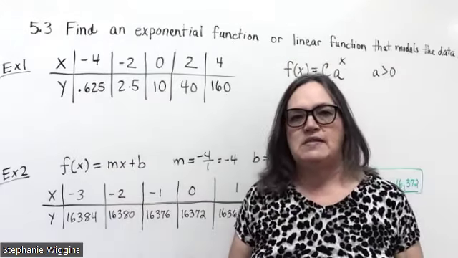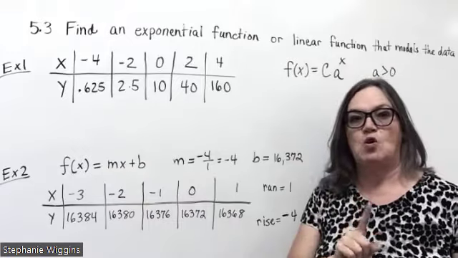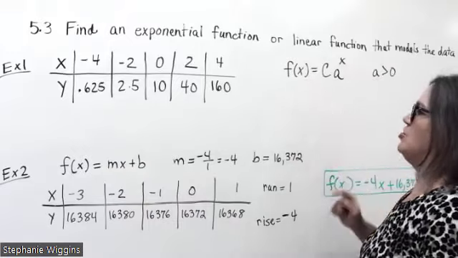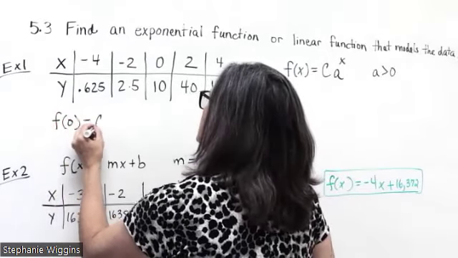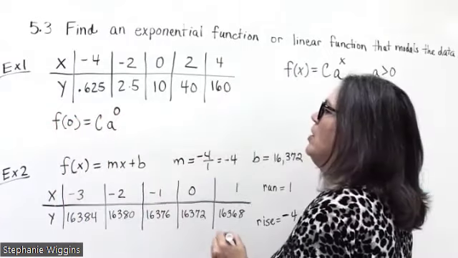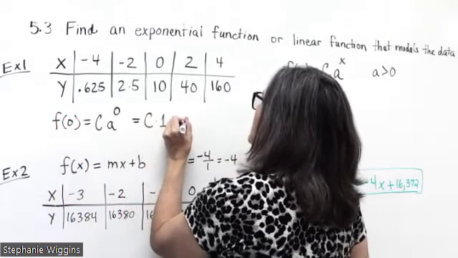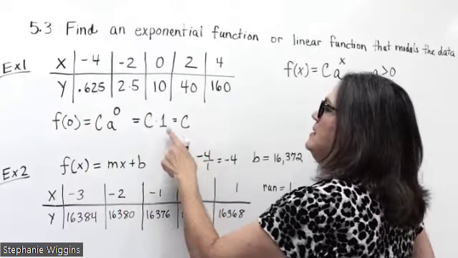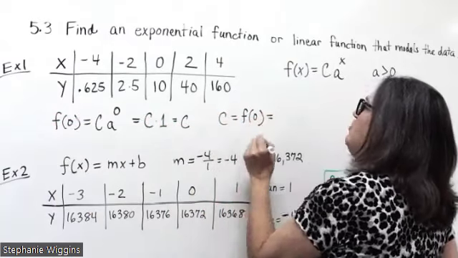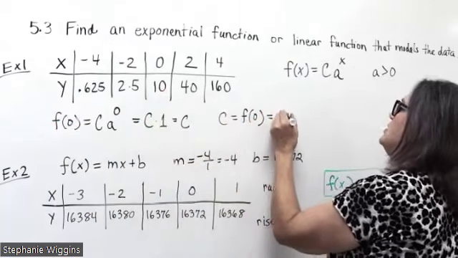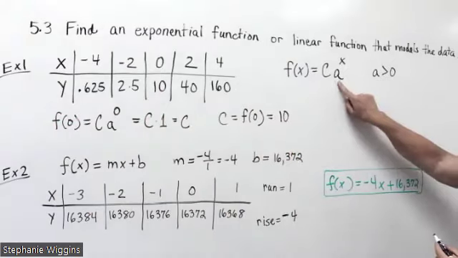So when you plug in x equals 0, you have a to the 0 power. That's just 1, no matter what a is. So we're going to do that first. We have f of 0 equals c a to the 0 power, and a to the 0 is just 1. So c times 1 is just c. So c is equal to f of 0. And what is f of 0? That is just 10. So c is equal to 10. We found our c, and now we're going to find a.